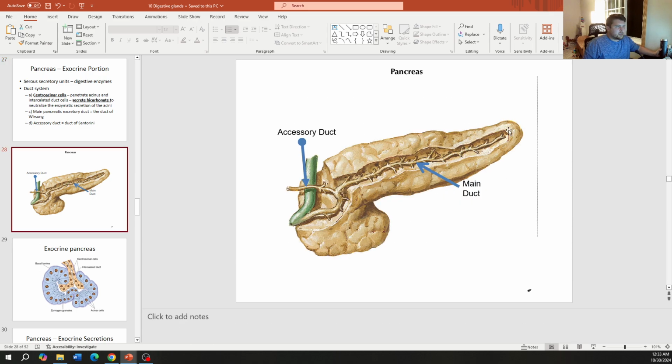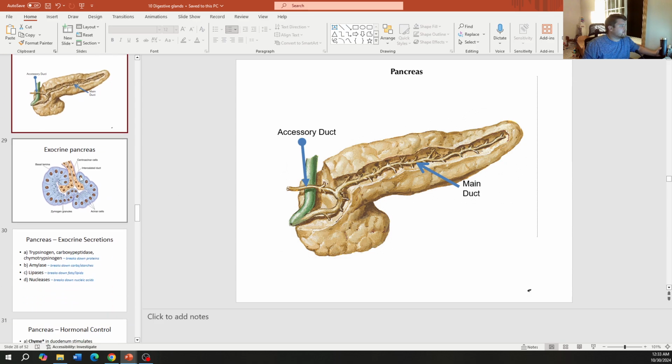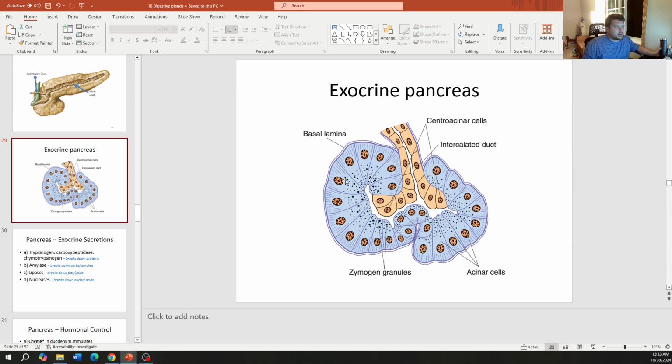So here's the main duct along the center of the pancreas. All of these exocrine cells are producing enzymes and then putting them into the main duct, and then they come down in here, and they can either go through the accessory duct or go directly through, and it meets up with one of the ducts of the gallbladder, which we'll mention, and then goes into the small intestine. Here's what the exocrine pancreas looks like. We have these centroacinar cells, an intercalated duct, which leads to that main duct, as well as acinar cells and a couple of other things.